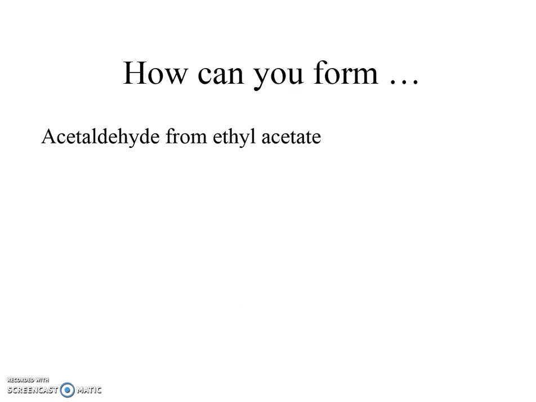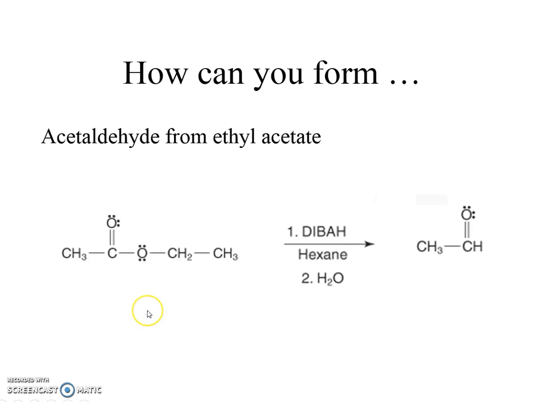So how can you form acetaldehyde from ethyl acetate? Well, the first thing we do is write down what is ethyl acetate. Now we need to form acetaldehyde. Here's acetaldehyde. What are the conditions that we need to go from ethyl acetate to acetaldehyde? Well, that's the new reducing agent we just looked at, DIBAL. So DIBAL followed by water gives us the acetaldehyde.